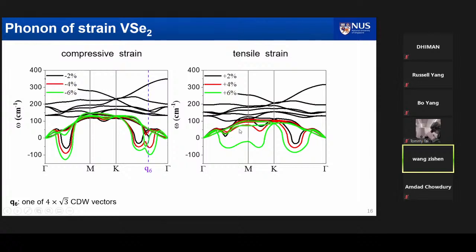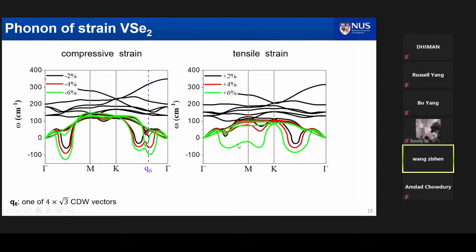Next, I show the phonon dispersion curves under different compressive strengths. Again, for clarity, I only show acoustic phonon modes for large differences. With the increase of compressive strength, the imaginary modes at gamma-M and gamma-K become deeper, and then additional imaginary points appear near Q6, which is one of the 4/√3 CDW vectors. Such phenomena may indicate a more complicated competition among three CDW phases, 4/4, √7/√3 and 4/√3 CDW, in the monolayer under the compressive strain.